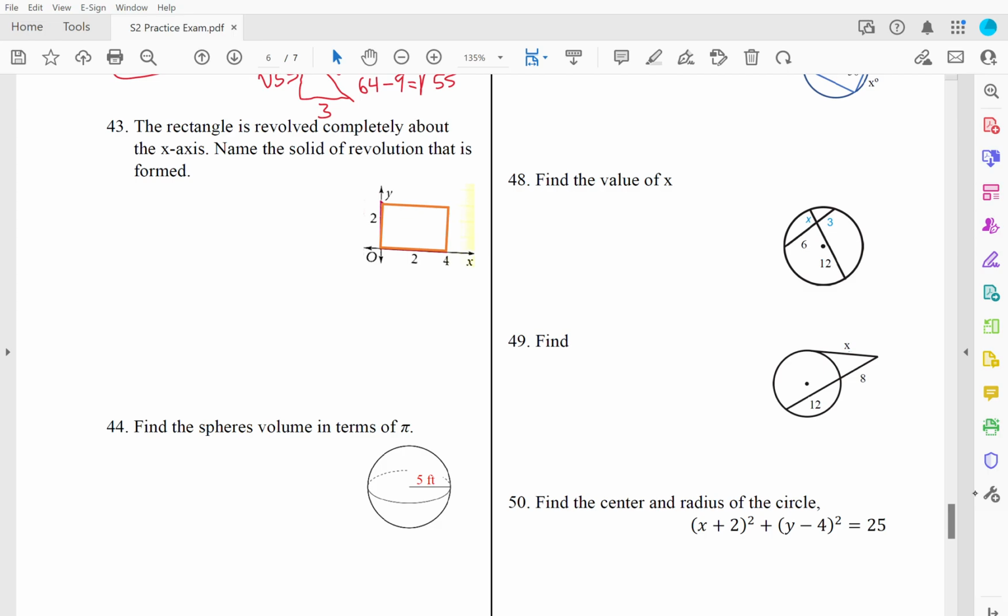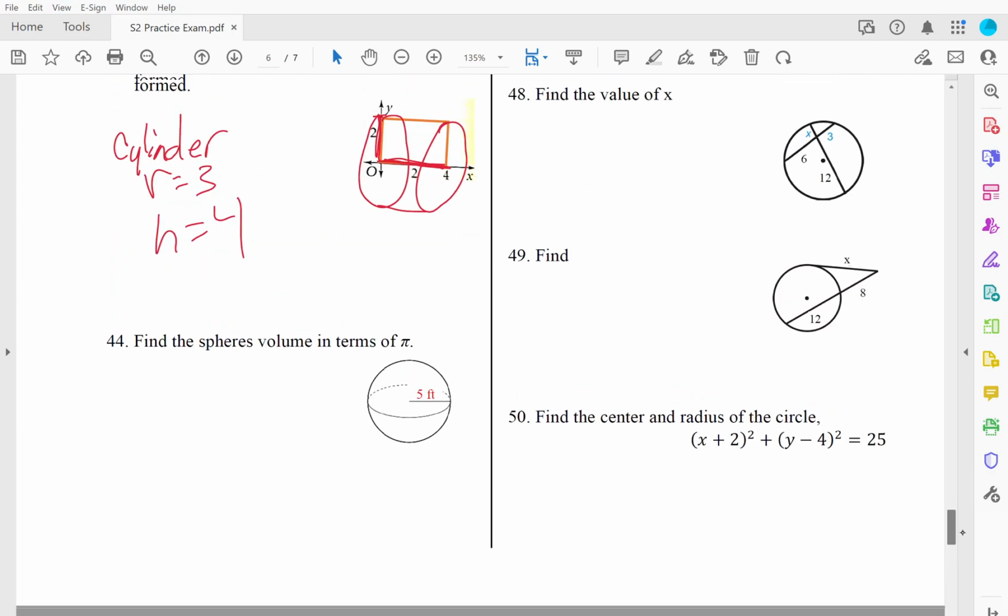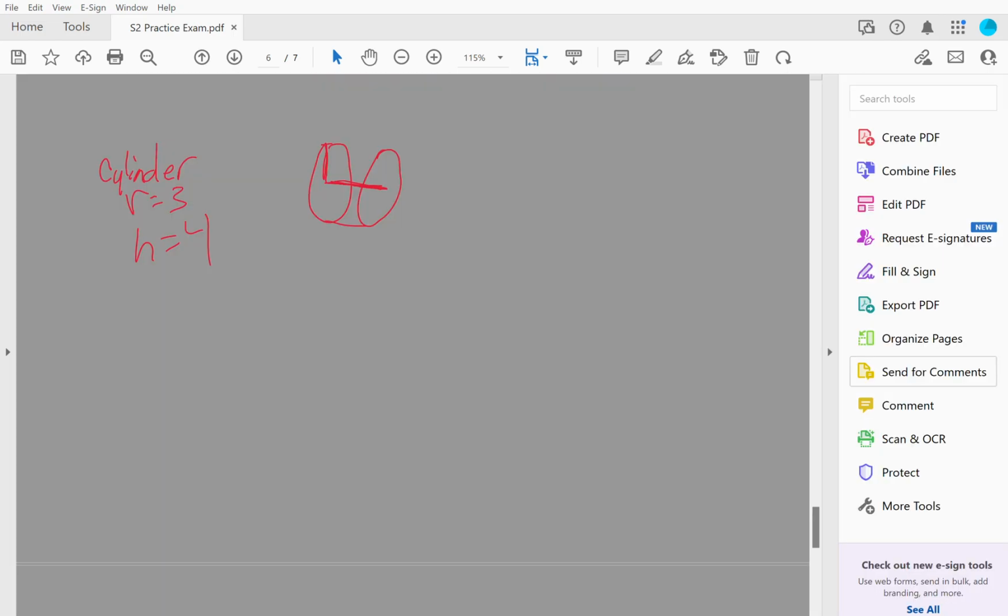Let's rotate around the x-axis. It's going to create a cylinder like that. And let's see, you will need to know radius and height in order to find the right answer. So, in this case, the height is 4 and the radius is 3. Alright. Now we have 44, which is finding the sphere.